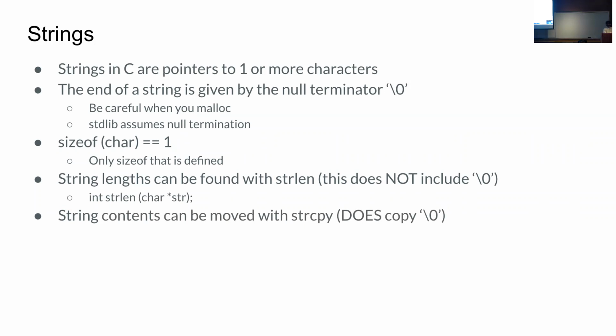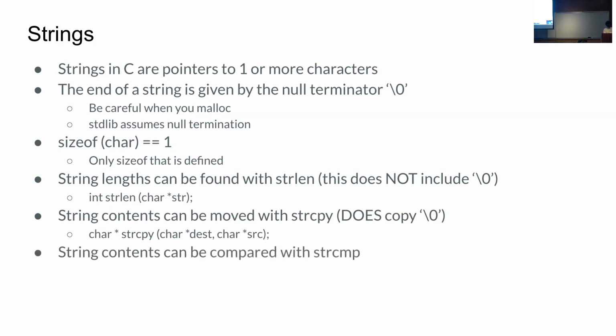You can move string contents using strcopy, and this does copy over the null terminator. And this is the function signature, right? And your string contents can be compared with strcompare, right? And this is how you would call that. You pass in 2 strings, okay? So let's practice strings. So we have this expression, char pointer str is equal to hello. Where is the first character stored in our memory? Where would it be stored?